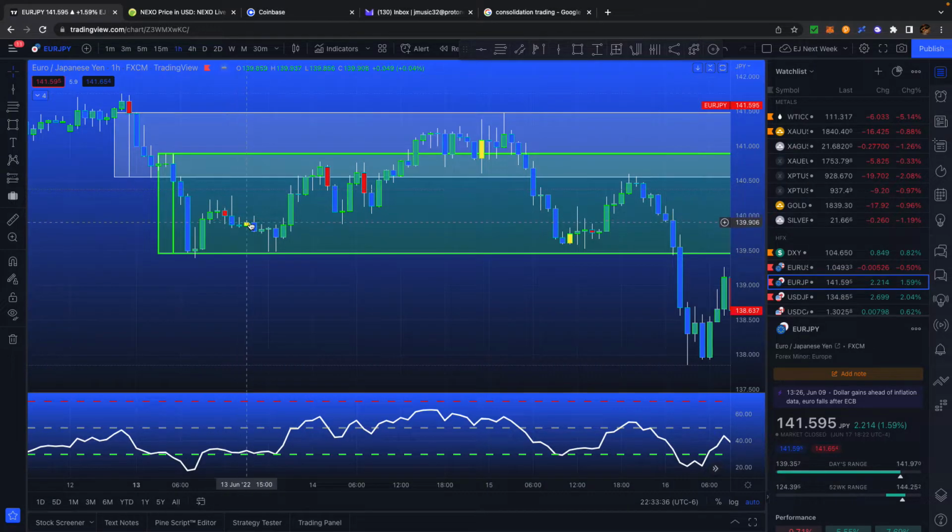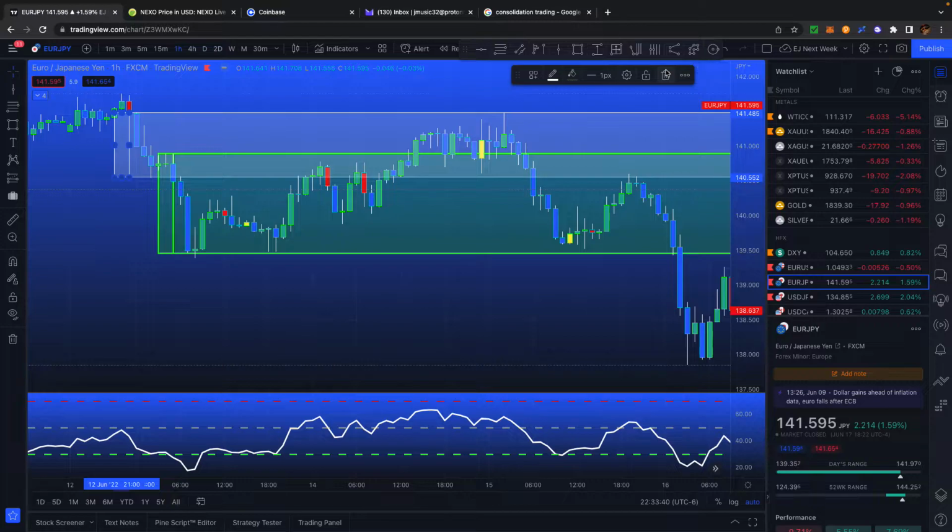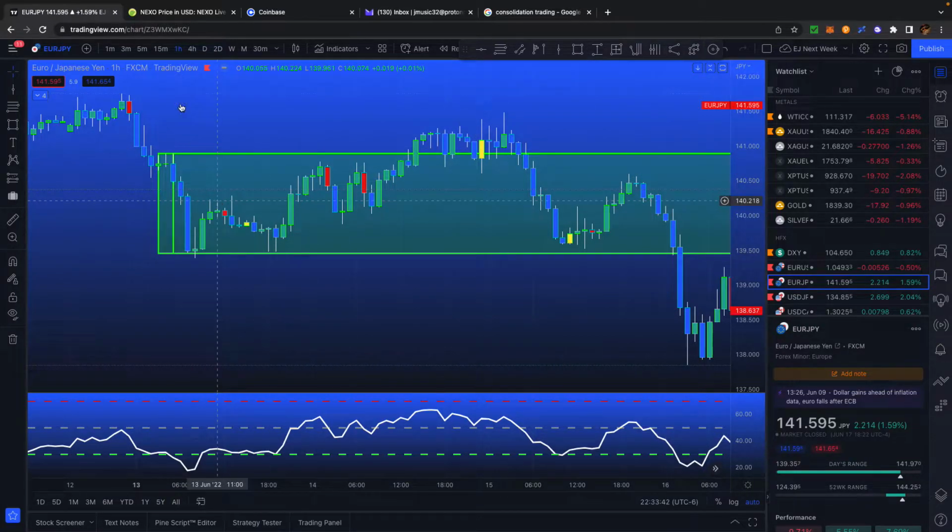Consolidation. All right, so now we see it. We've identified it. What do you do with it? Good example. It's a 1 hour chart, Euro JPY. This was actually last week. And so here's what you do with this here.